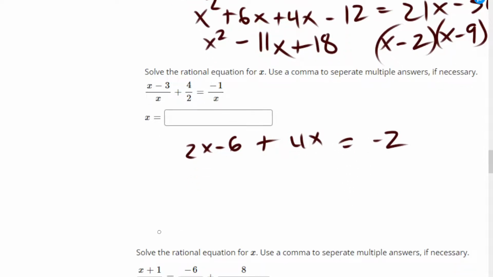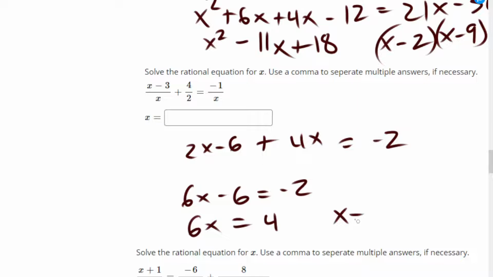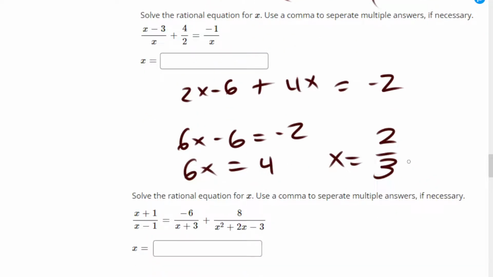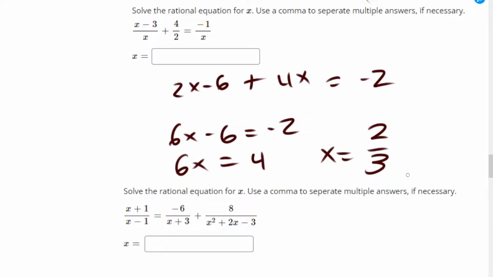Now we can solve like normal. 2x plus 4x is going to be 6x minus 6 equals negative 2. 6x minus 4, 6x equals positive 4. x is equal to 2/3. Awesome. It will just be 2/3. And that is not an extraneous solution.